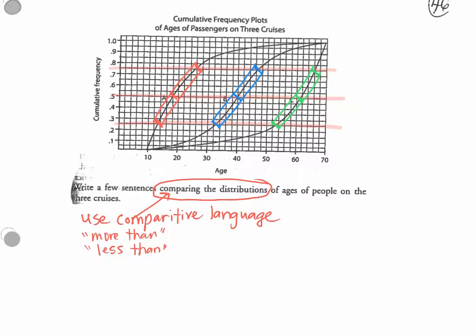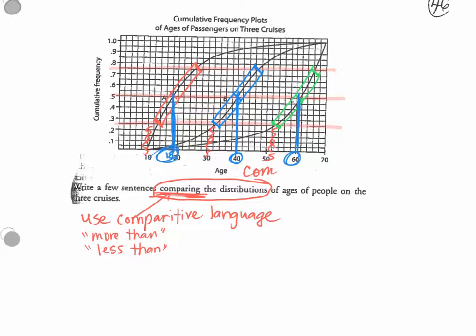Don't just give me the spreads for A, the spreads for B, and the spreads for C. I need a comparison of their spreads. So, for example, let's do just one quick thing. What is the median for distribution A? The median here is about 18. What's the median for distribution B? Looks like it's about 40. And what's the median for distribution C? Okay, about 60. So what kind of sentence could you say that's comparative language for their centers?